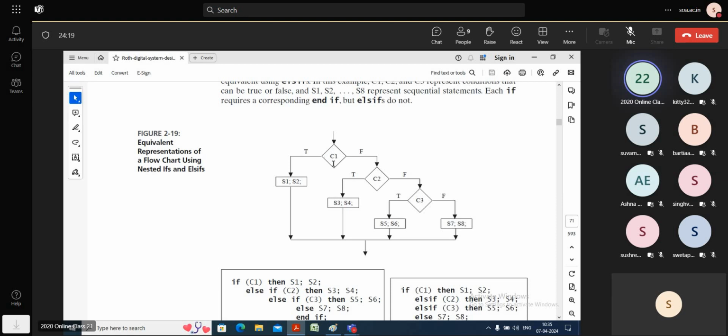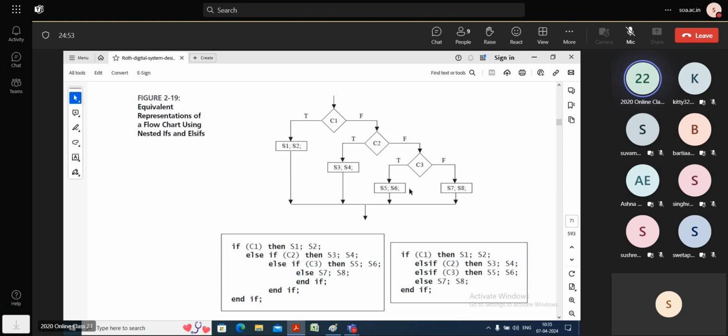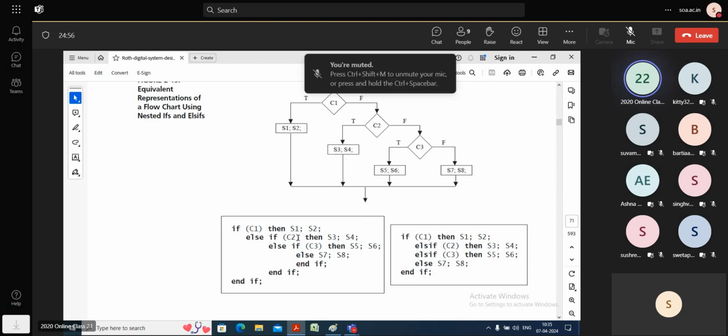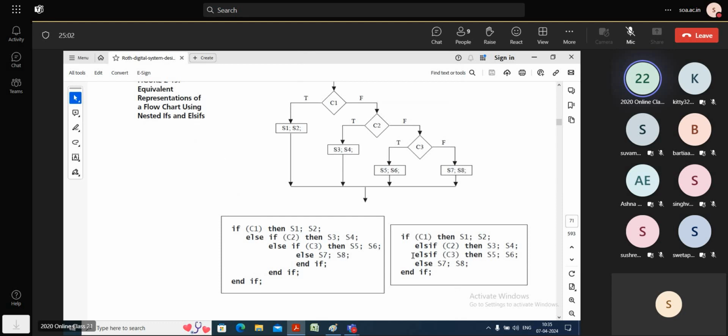Let's say if this condition C1 is true, then sequential statements S1 and S2 are executed. Let's say if the condition is false, we check another condition C2. If this is true, then sequential statements S3 and S4 are executed. If this is false, then condition 3 is checked. If this is true, sequential statements S5 and S6 are executed. If this is false, sequential statements S7 and S8 are executed. So this flow chart you can now represent using nested ifs, or by using else ifs.